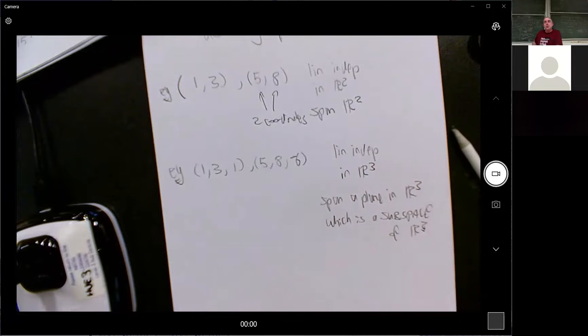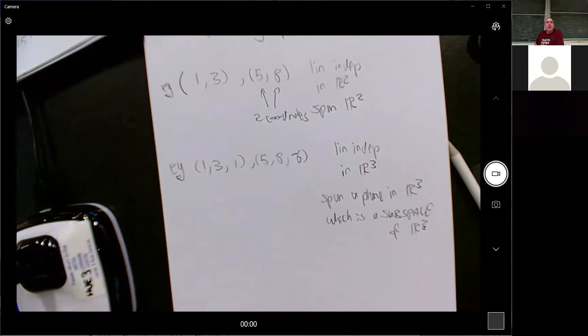The fancy word that they didn't teach you in Maths 1A for being the same shape as R2 is isomorphic. And it literally means same shape. Iso means same and morph means shape. Isomorphic.